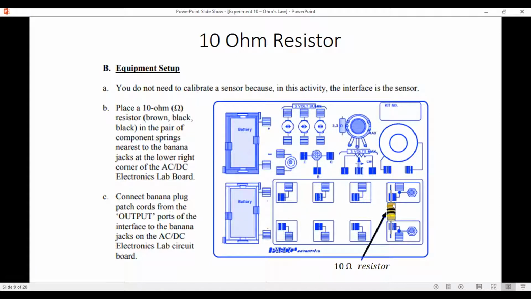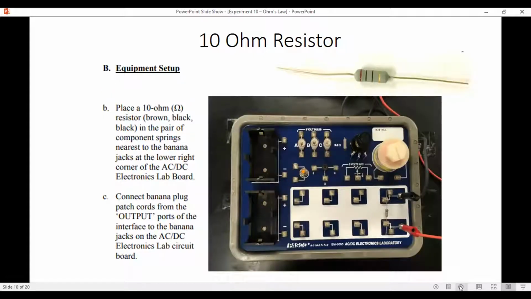Again, it's black, black, brown. I'm sorry, brown, black, black. I'm reading it backwards. Brown is 1, black is 0. So it's 1, 0 times 10 to the 0 plus or minus 5%. So that's 10 ohms plus or minus 5%. So it's probably good from 9.5 ohms all the way up to 10.5 ohms, as long as we're within that. So again, we run the experiment. Here's actually what it looks like. You can see the resistor sitting in there.